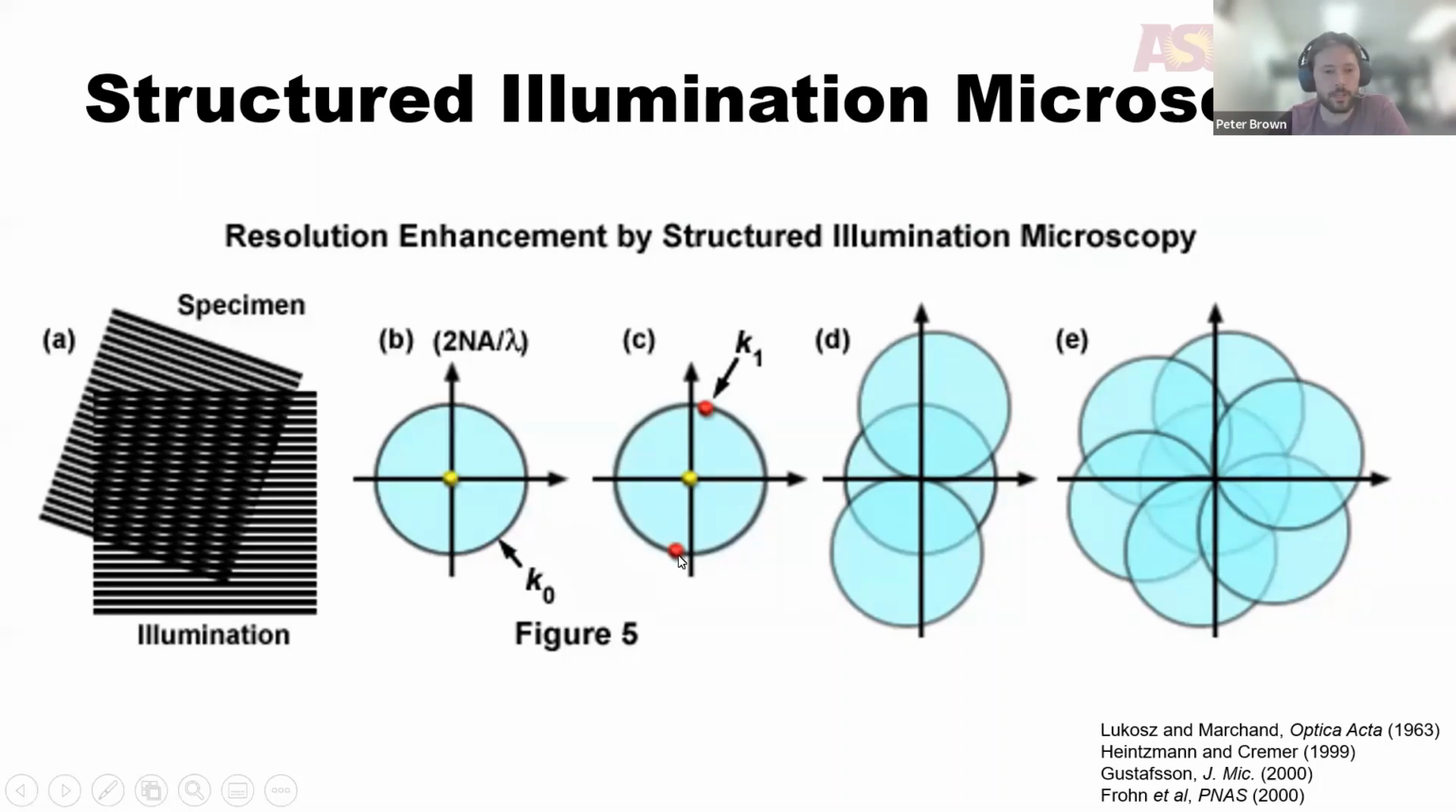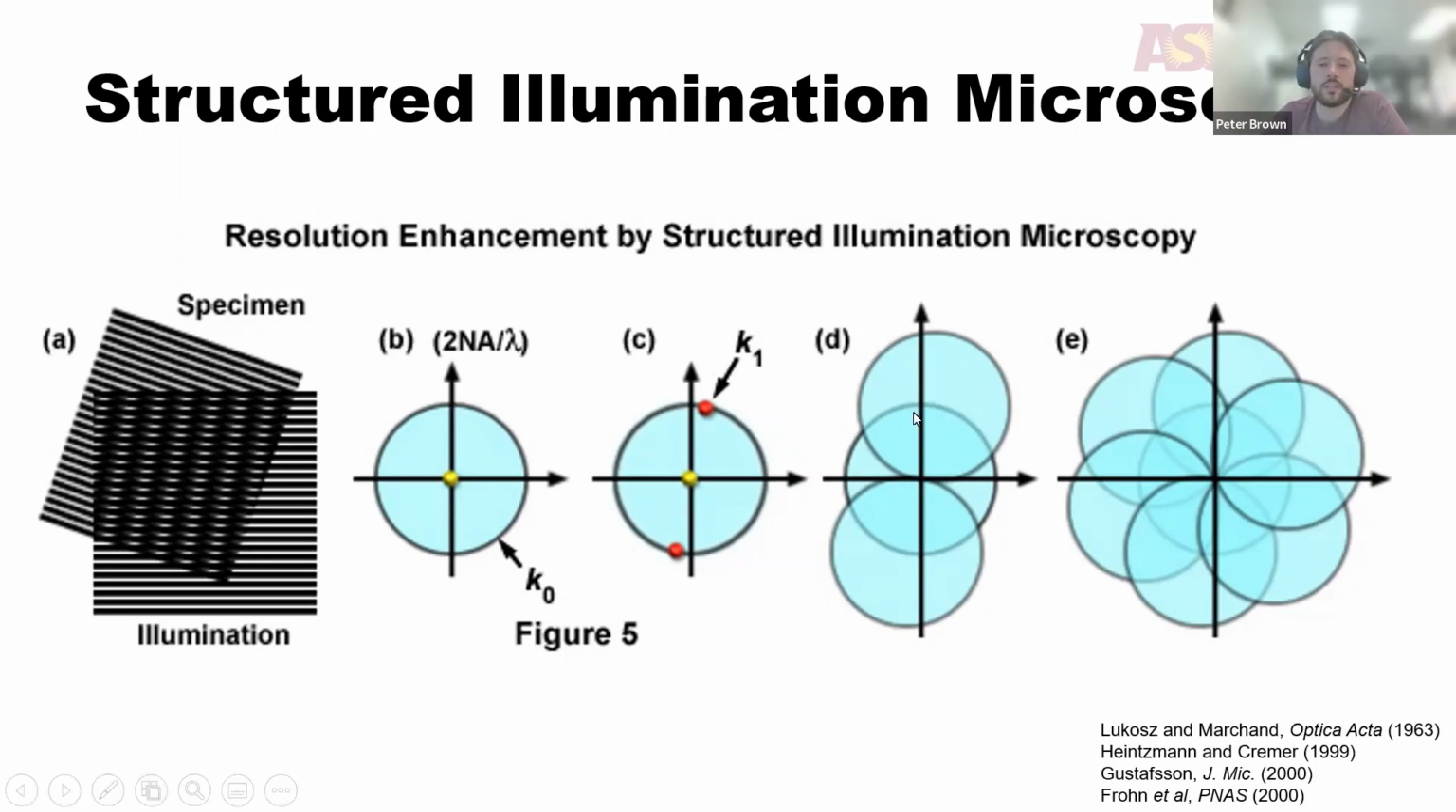Now we project a SIM pattern at some spatial frequency K1, which can be close to the edge of our optical transfer function, so near this bandpass. And then from the frequency mixing effect, we get information not only about this band-limited region of the sample where we would also get information in wide-field microscopy, but also these two other regions displaced here by frequency K1 coming from our moire pattern or our frequency mixing.